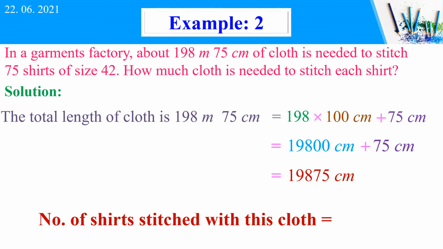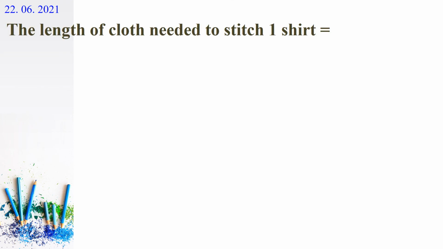So, number of shirts stitched with this cloth is 75. We have to find the length of cloth needed to stitch each shirt. So, we have to divide 19,875 by 75. The length of cloth needed to stitch one shirt is equal to 19,875 centimeter divided by 75. Let us divide and find a solution.